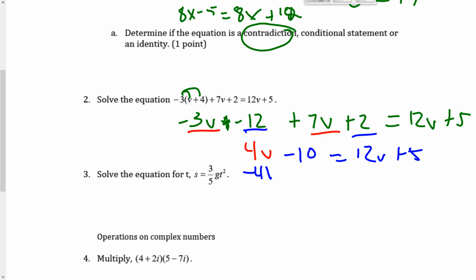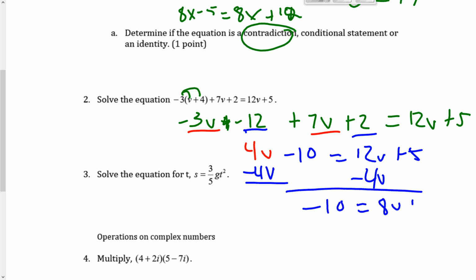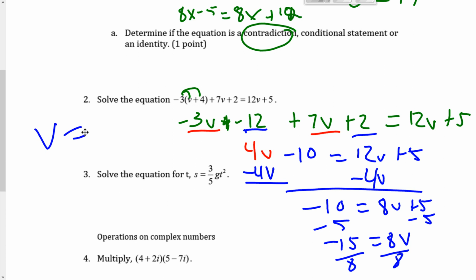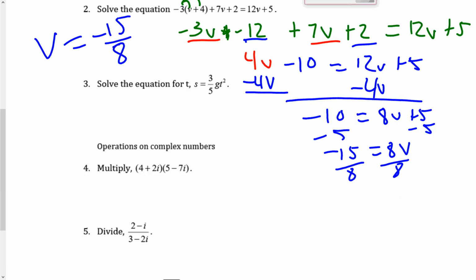Again, I don't divide by 4. I move the v over by subtracting it. So I have negative 10 equals 8v plus 5, subtract 5, so minus 15 equals 8v, divided by 8, divided by 8. So v is equal to negative 15 over 8. So there's your final answer, and that would be, if we're looking at from A back here, a conditional statement. v can only be negative 15 over 8.